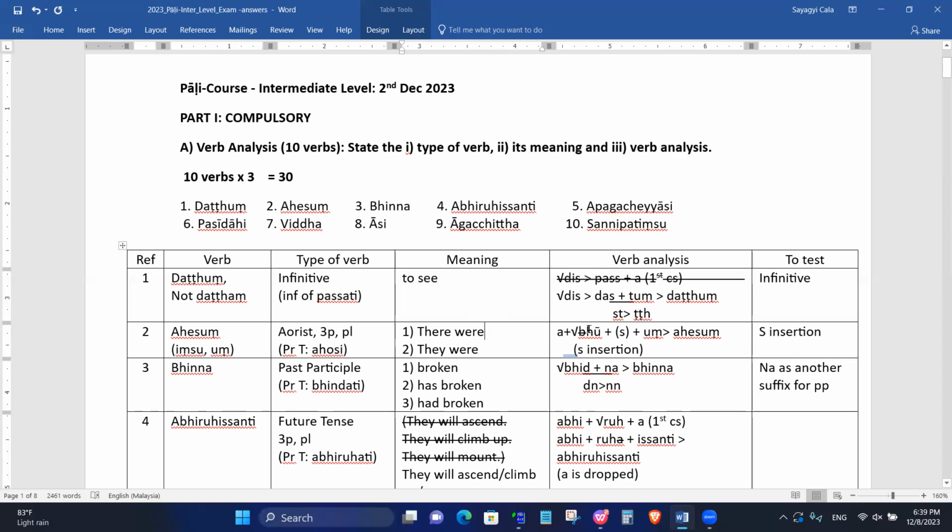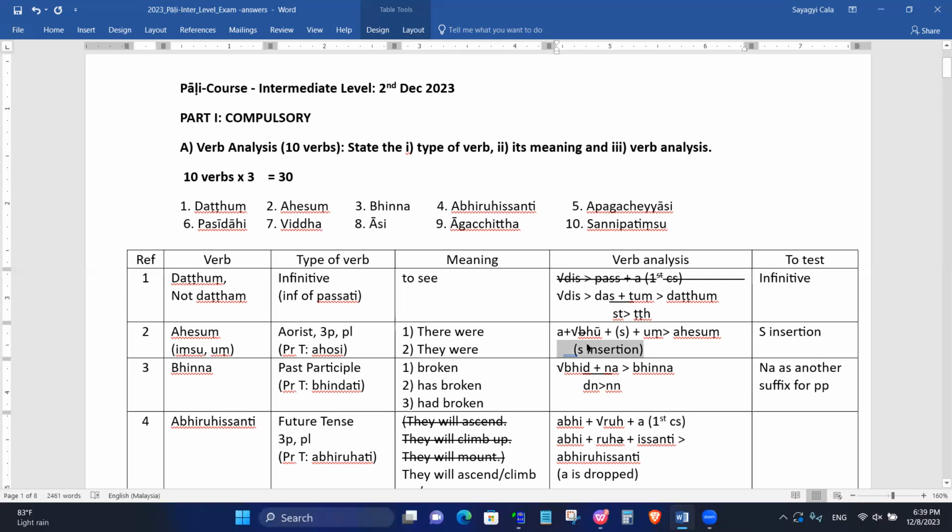R plus wu, okay? Then you drop the B, and then there's a S insertion, and then plus, and then the U changes to E. It's not needed to explain because it's a little bit more complicated, but you just need to show me A plus wu and S. You need to put the bracket for this S, all right?